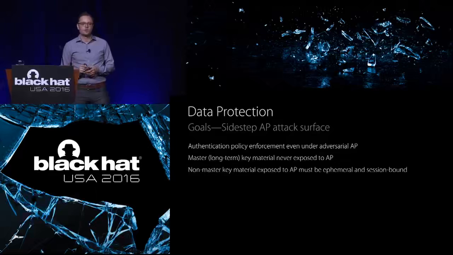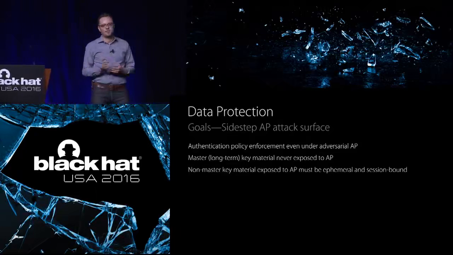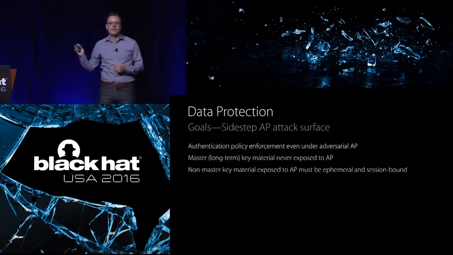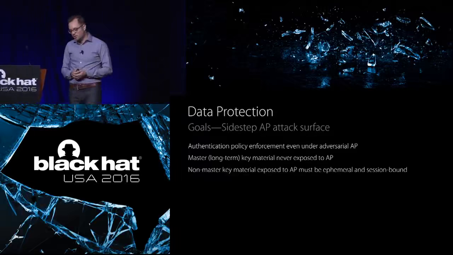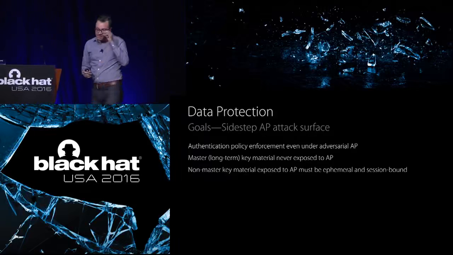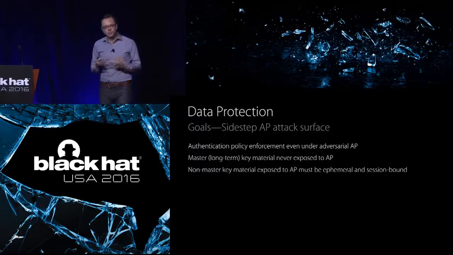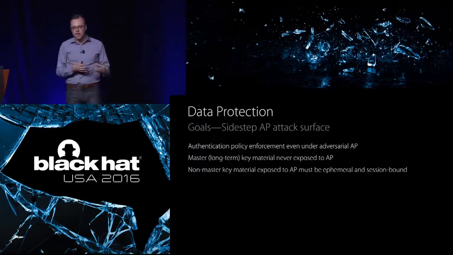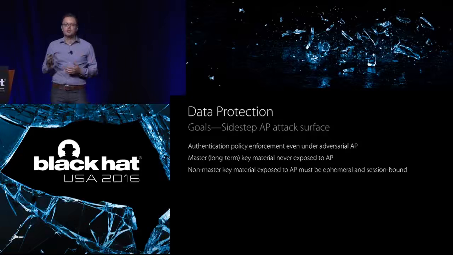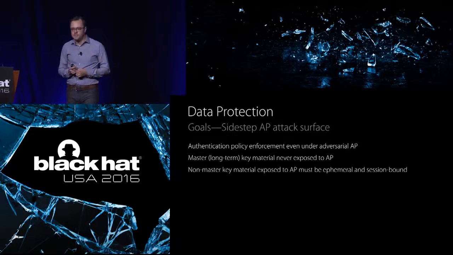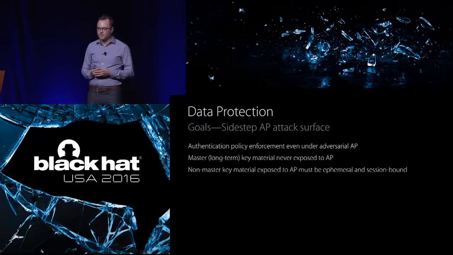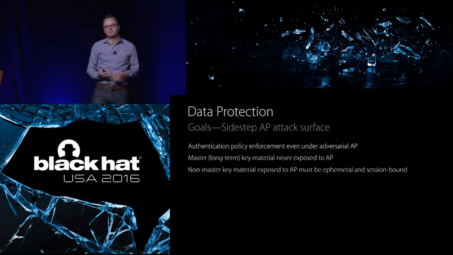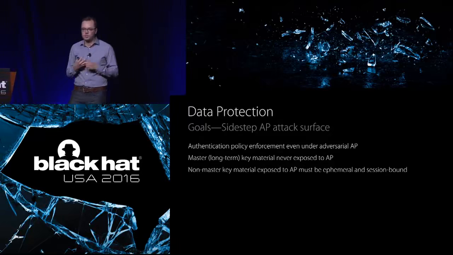But we also had one more goal, which is to entirely sidestep the attack surface for the AP. This is the application processor. This is the normal CPU that runs all the rest of the code in the operating system. And so what does this mean to sidestep the surface? Well, it means that the authentication policies that I described, such as our hard limits, need to apply even under an adversarial AP. And no long-term key material should ever be exposed to the AP. Any short-term key material that's exposed needs to be ephemeral and needs to be bound to the session, which means it basically stops being valid after the device is rebooted.